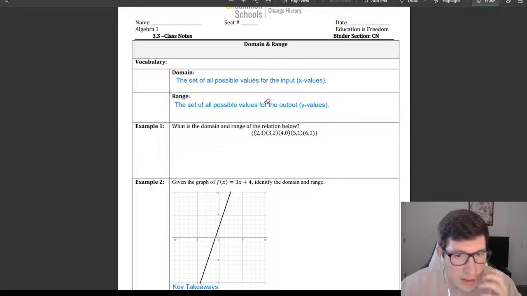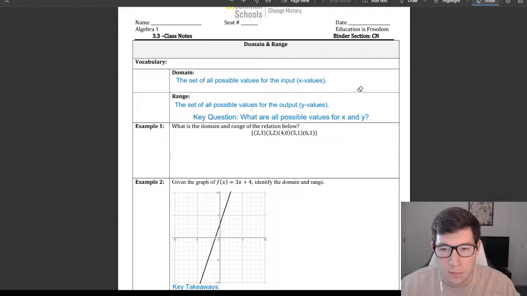And so what this is really getting at, and the heart of the question that we're trying to look at today, is what are all possible values for x and y when looking at a set of data? It could be a graph, it could be a function, it could be set notation like we're about to see in example 1. Go ahead and pause the video if you need to. Make sure that you have these down, and make sure you have this key question down, because that's really going to be what we're addressing today.